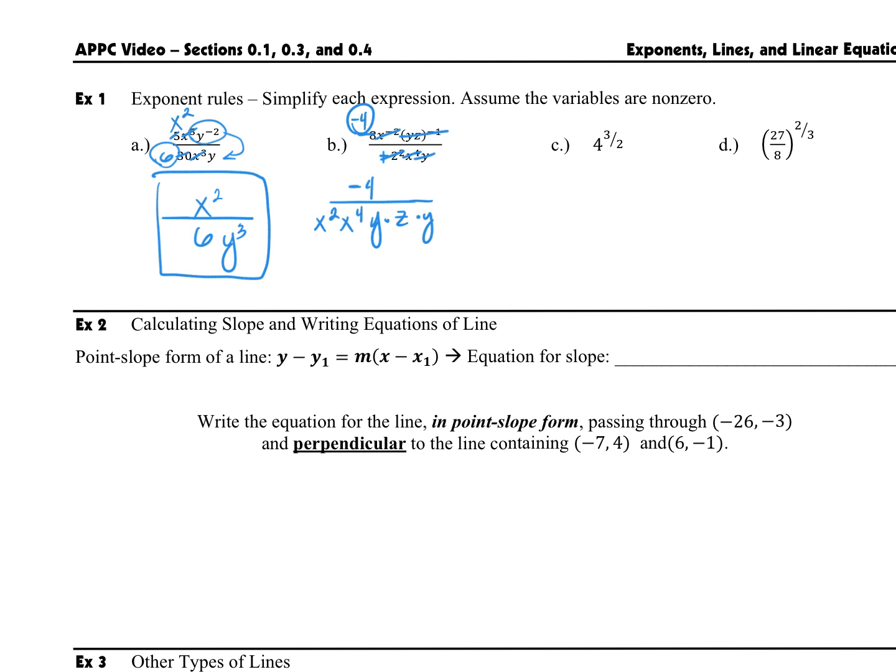Now I've got everything moved with positive exponents, and it's easier to do the final collecting. So I have a negative 4 in the numerator. I'm going to collect my x's. That'll become x to the 6th. I'm going to collect my y's. That will become y squared. And then I just have the 1 z that is left.